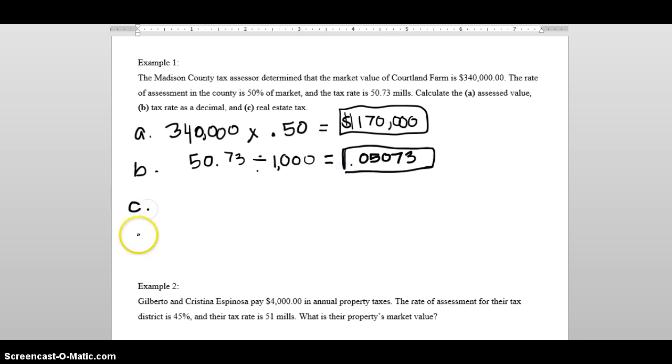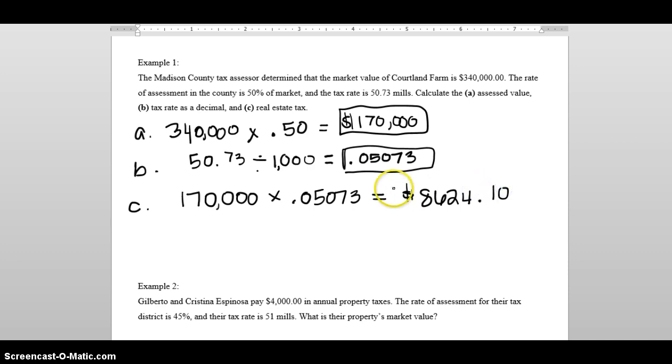Now we can find the real estate tax by taking our assessed value, 170,000, times our tax rate as a decimal, which is 0.05073. And this gives us annual real estate taxes of $8,624.10. Since this is our annual taxes, if we wanted to find the monthly tax payment, we would simply divide this number by 12.